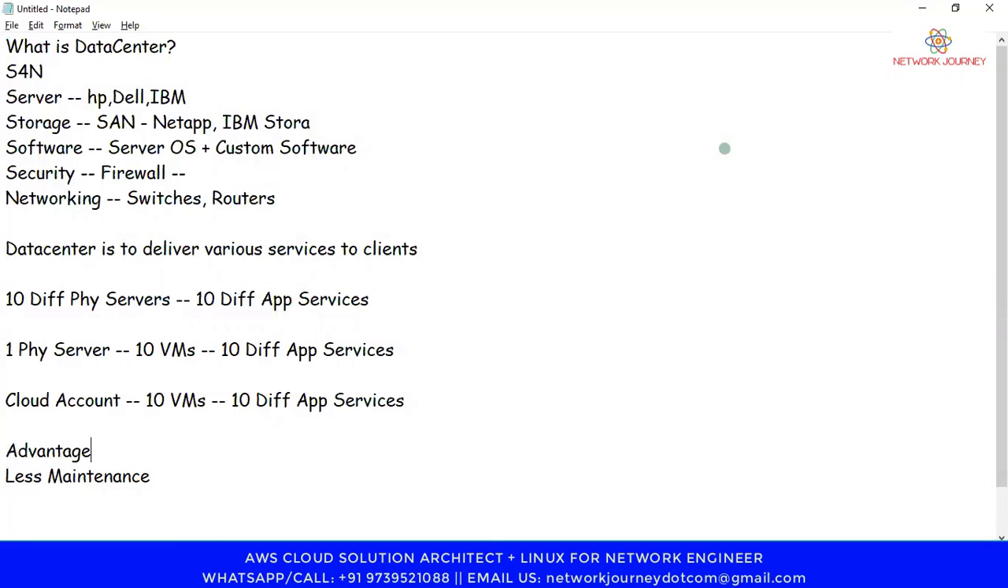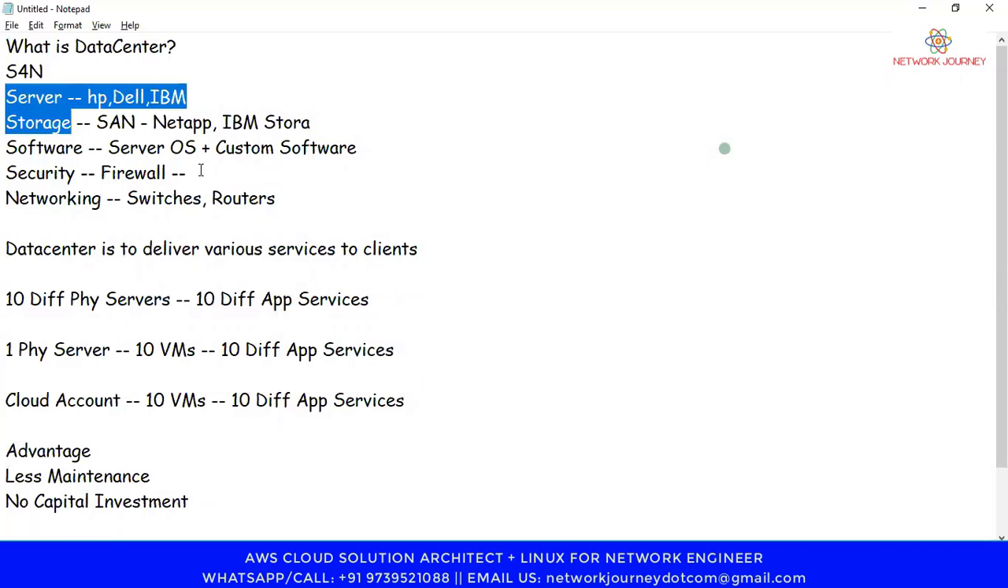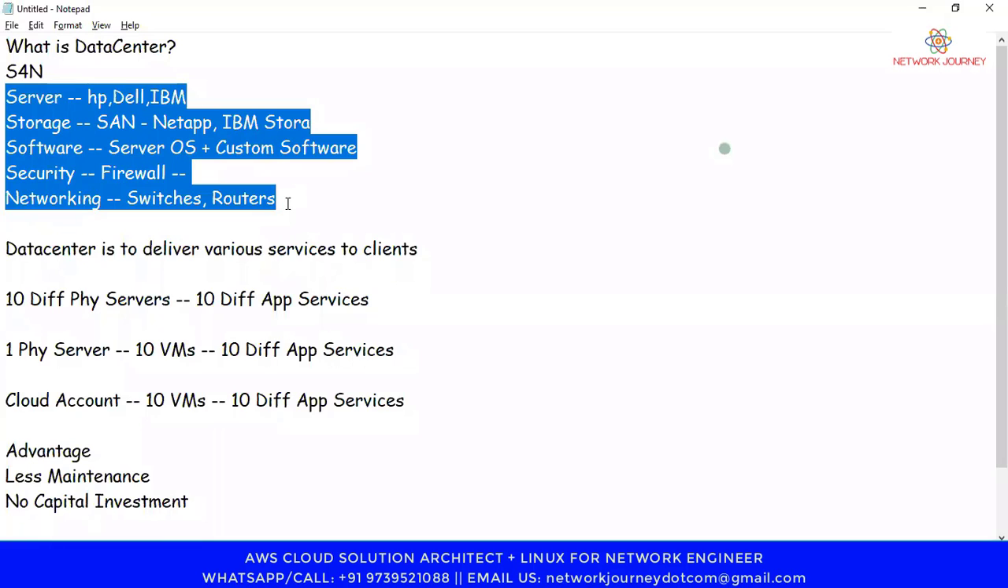And next to that, no capital investment, or I can say less capital investment. Why? Because you need not spend money on investing in servers. For example, you are a startup company. No need to purchase any servers or any of the other resources I mentioned here. These physical resources you need not purchase. You can directly start to utilize the cloud resources.